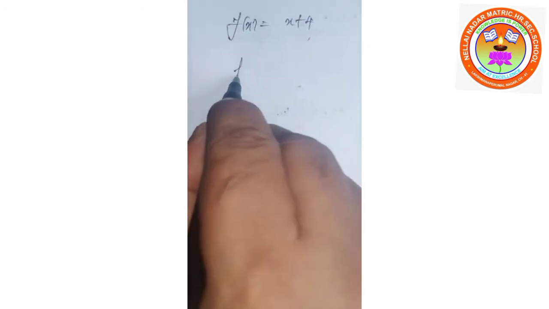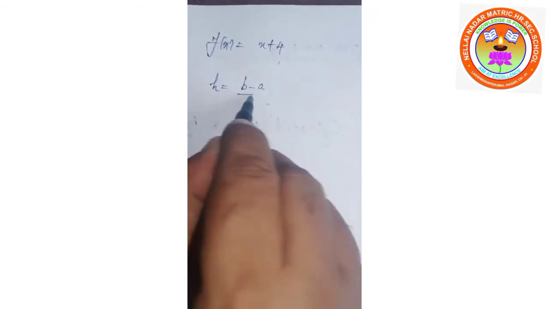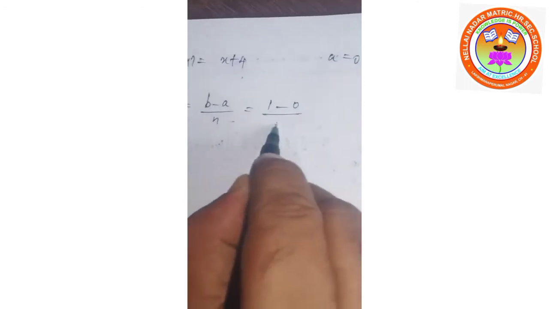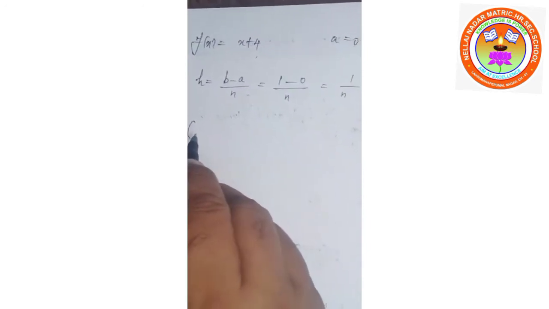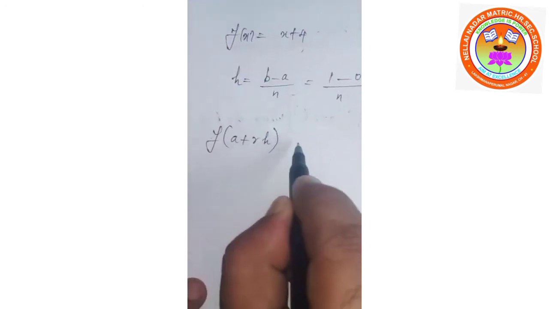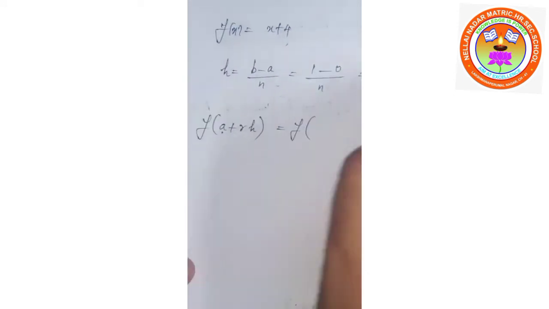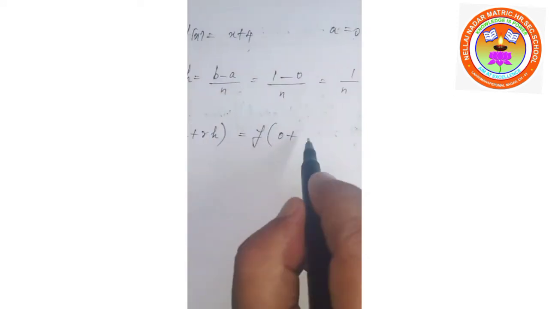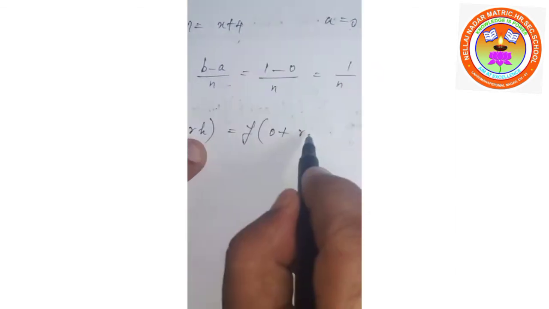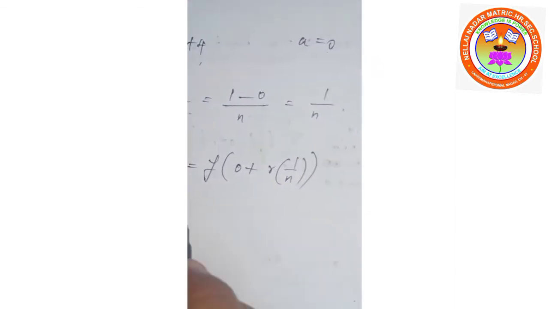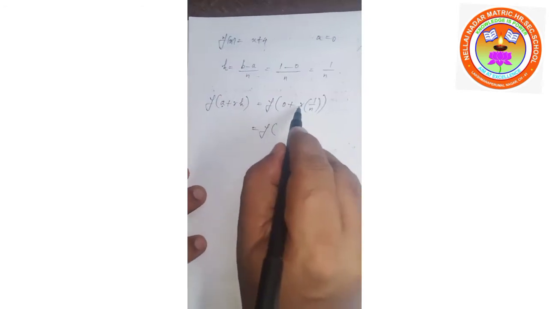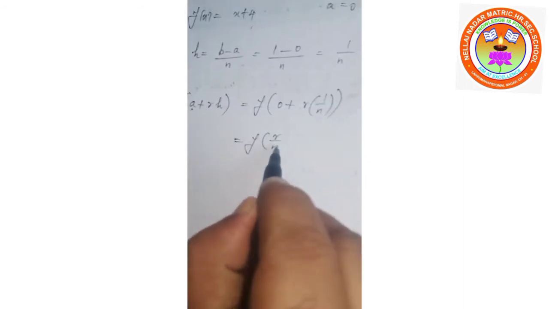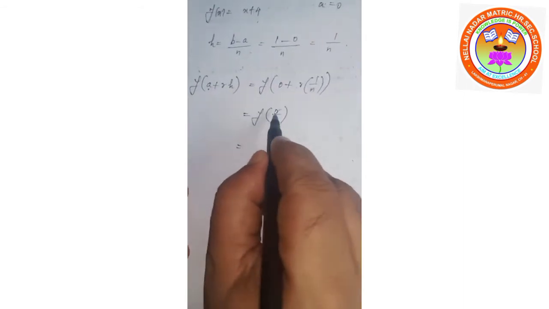First we can find h, that is equal to b minus a by n. b is 1, a is 0, divided by n, that is equal to 1 by n. Then you have to calculate f of a plus r into h, that is f of 0 plus r into h value 1 by n. 0 plus anything is the same thing, so you just write r into 1 by n, that is r by n. So you have to calculate f of r by n.